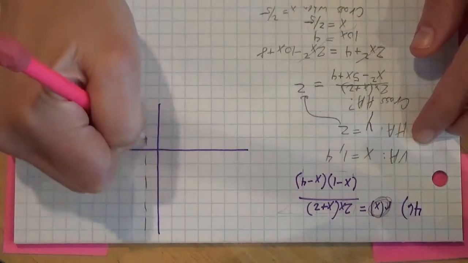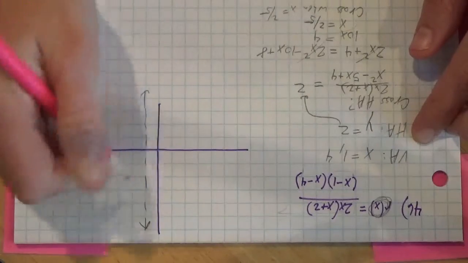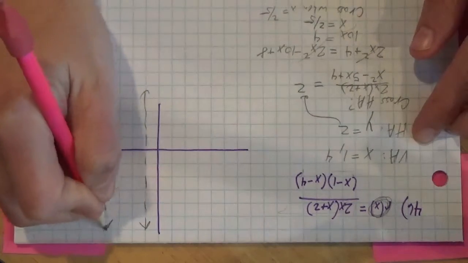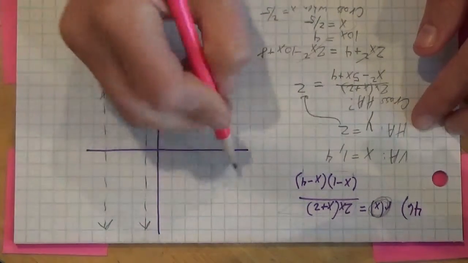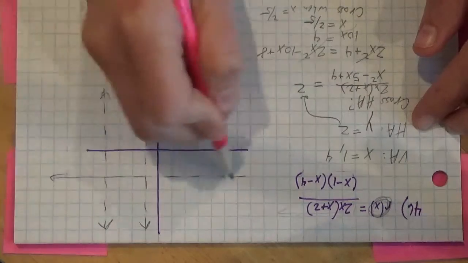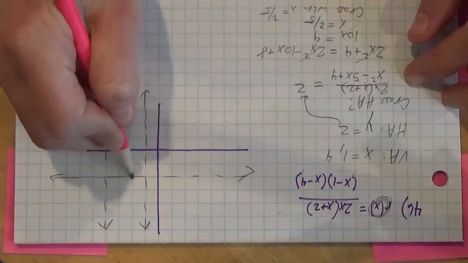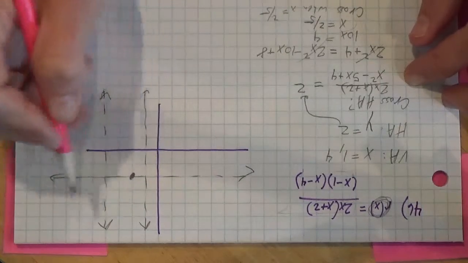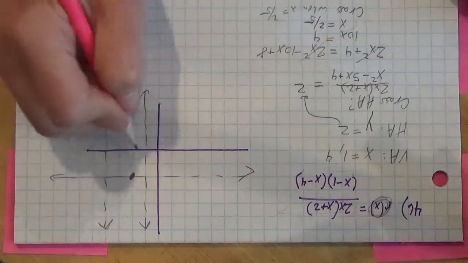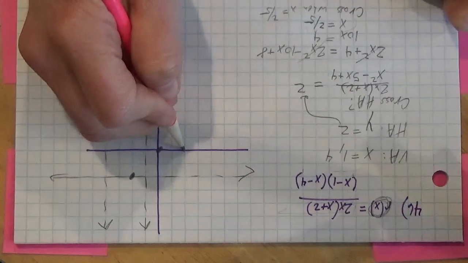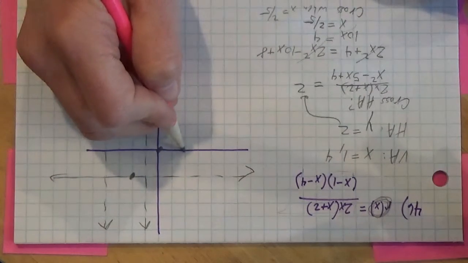Vertical asymptote, x equals 1, x equals 4. Horizontal, y is 2. It crosses when x is 2/5, right there. Y-intercept 0, 0, x-intercept 0, 0, and -2, 0.